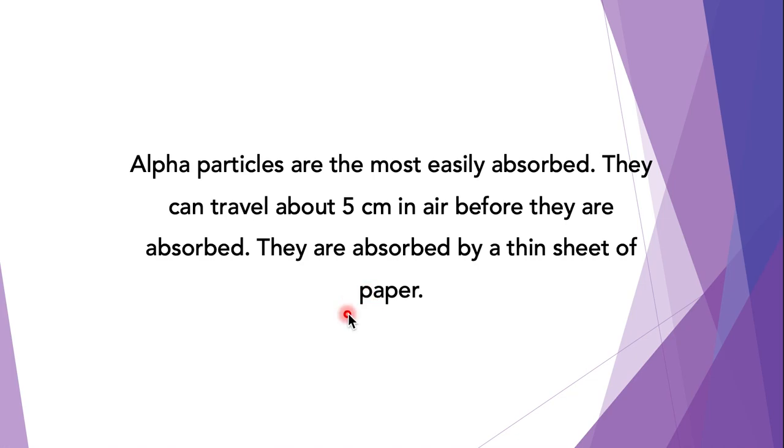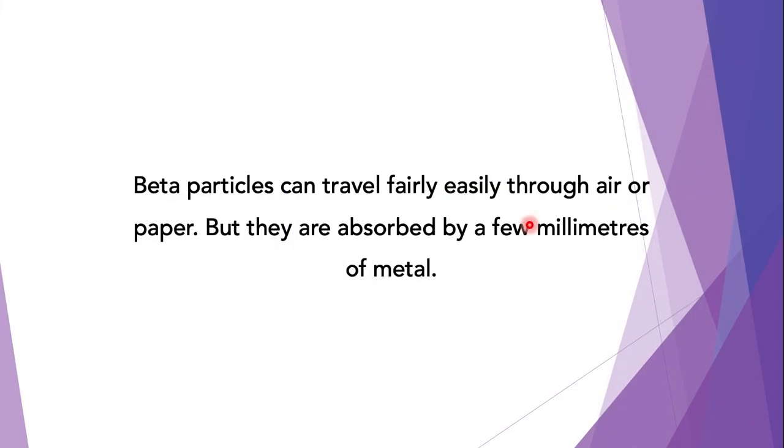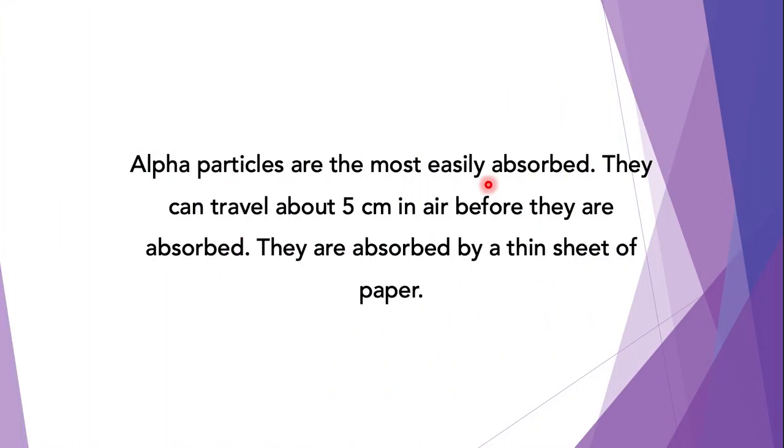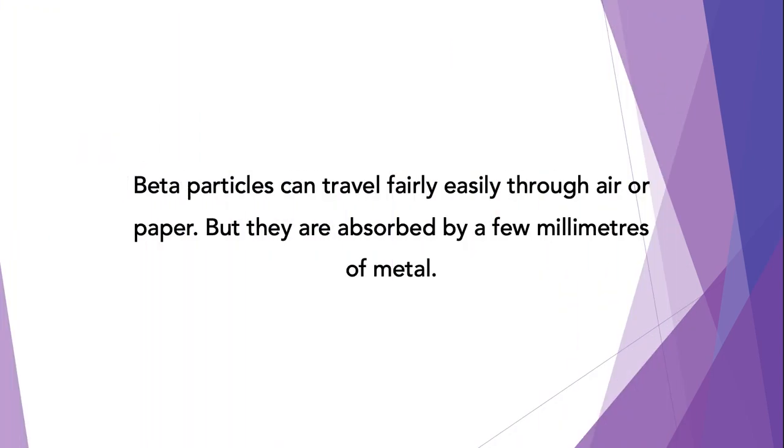But beta particles can travel fairly easily through air or paper. But they do get absorbed by a few millimeters of metal. The main reason for this is because beta particles move faster than alpha particles. Alpha particles are heavy, so they move slower. And so alpha particles interact with the air molecules and they get absorbed into it. We're going to see more about how the alpha particles and all these radiation interact with air molecules. And that's going to be related to the ionization of these radiation.